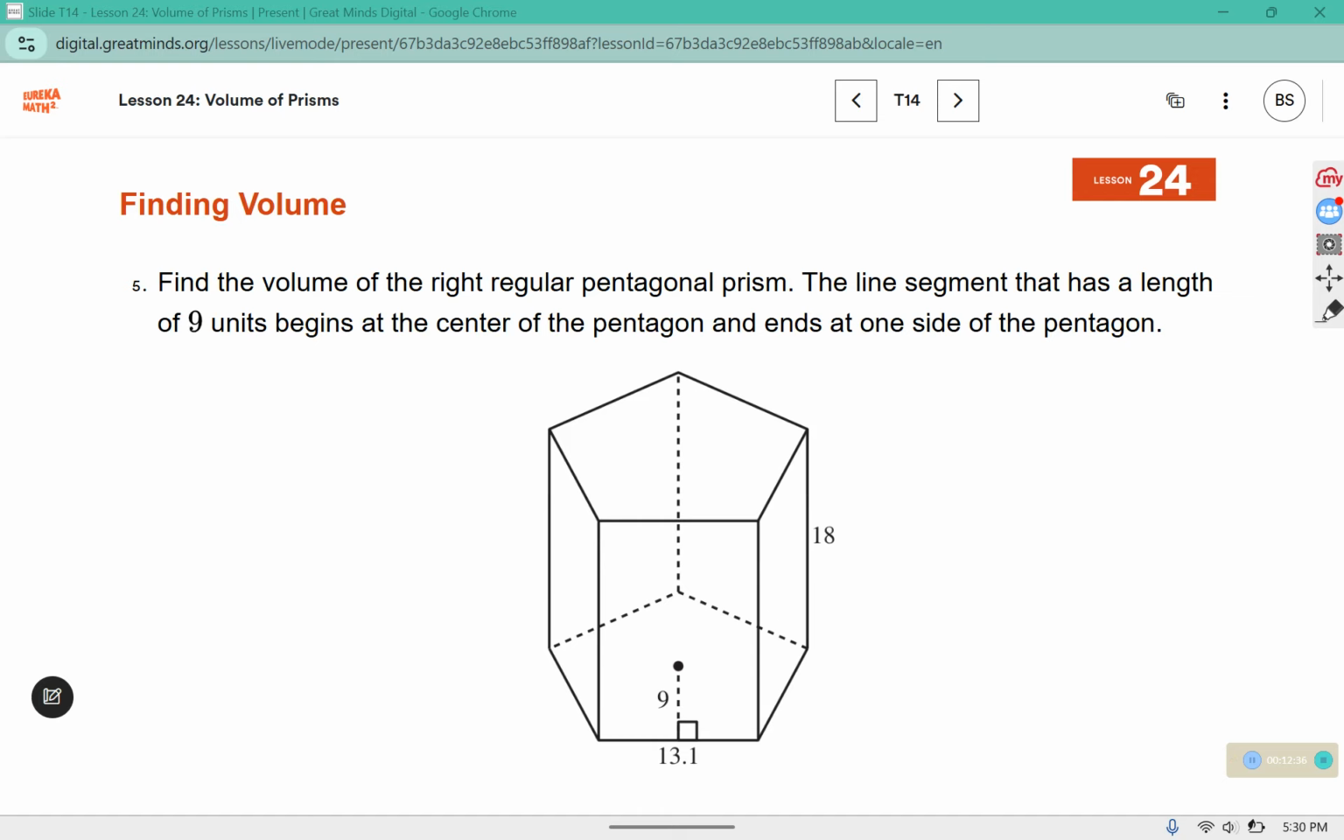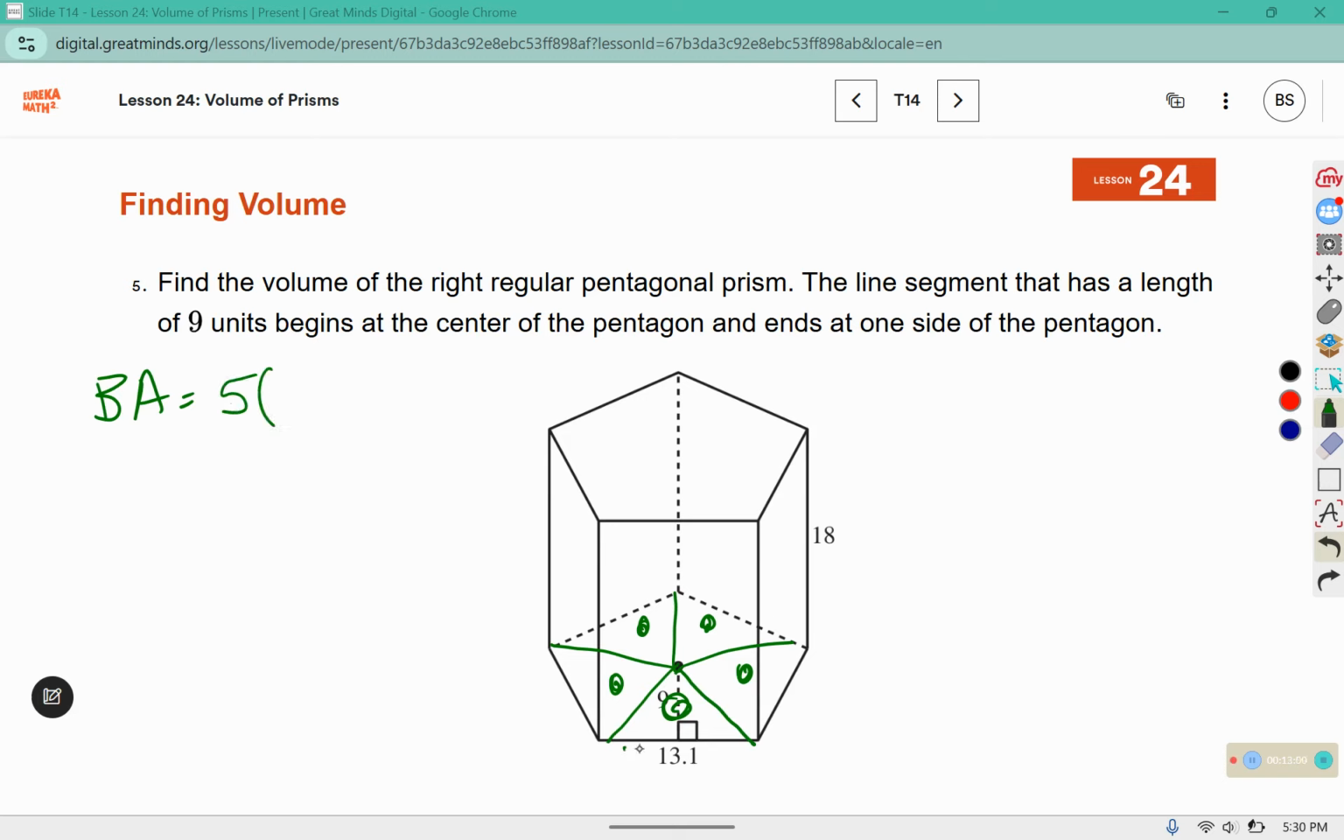Find the volume of the right regular pentagonal prism. The line segment that has a length of 9 units begins at the center of the pentagon. Remember, we've been splitting this up into triangles. A pentagon will be split into 1, 2, 3, 4, 5 triangles. The triangle has a base of 13.1 and a height of 9, and triangles get split into 2 parts, but because it's a pentagon, we need 5 of those triangles.